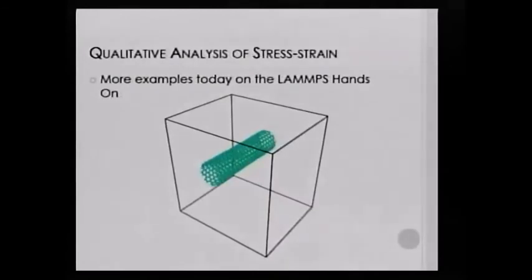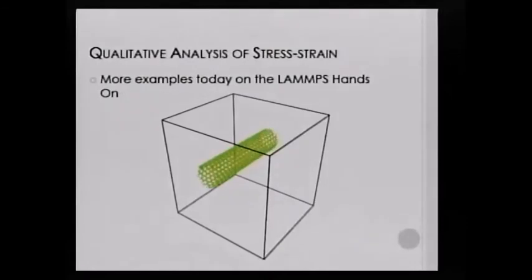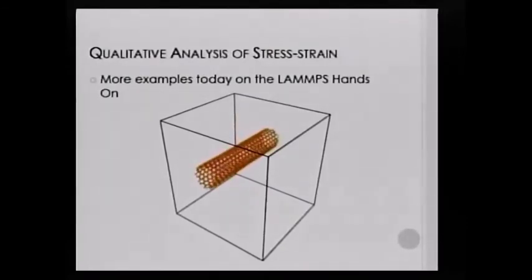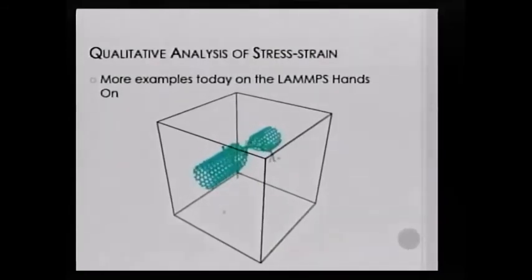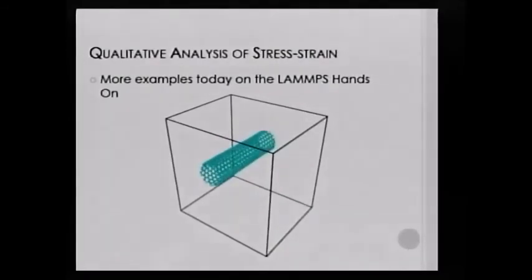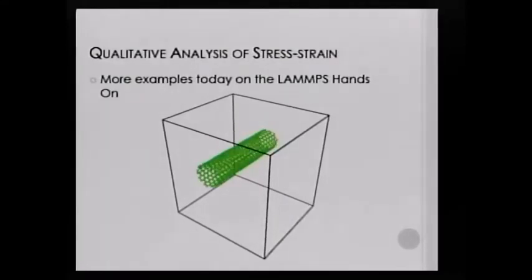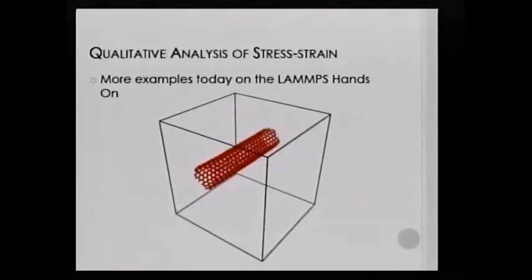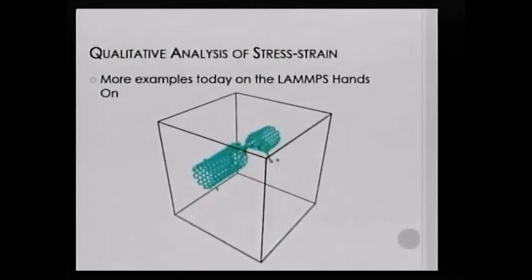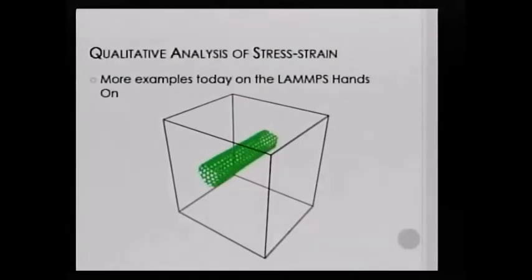Also, besides the properties, we can also analyze qualitatively what happens during stress-strain. This is a quick video that shows how the stress in the material is distributed along the different atoms. This is a very standard case, but today in the hands-on, we're going to see some different examples where this analysis can help you better understand your system.